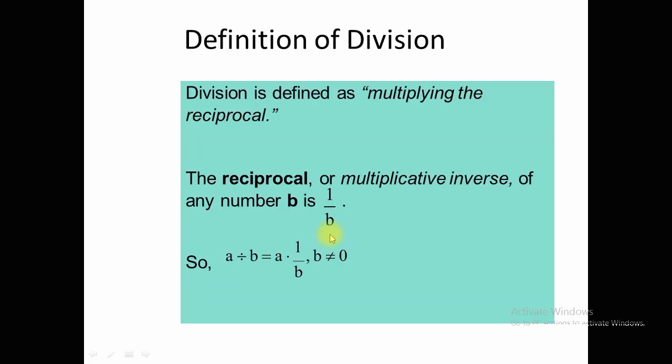Now, the definition of division. Division is defined as multiplying by the reciprocal. The reciprocal, or multiplicative inverse, of any number b is 1 over b. So a divided by b means a times 1 over b, where b does not equal 0.